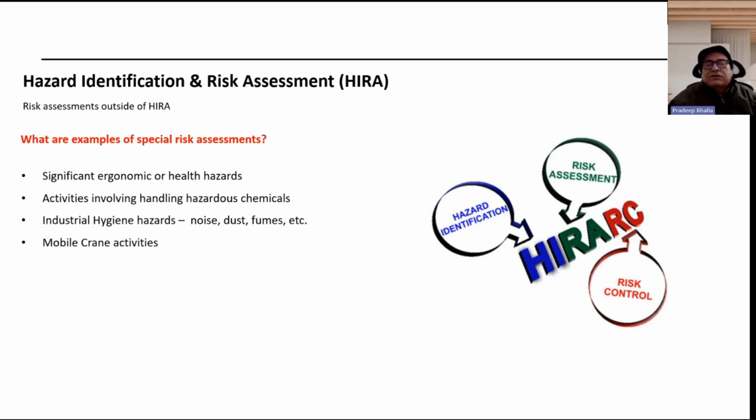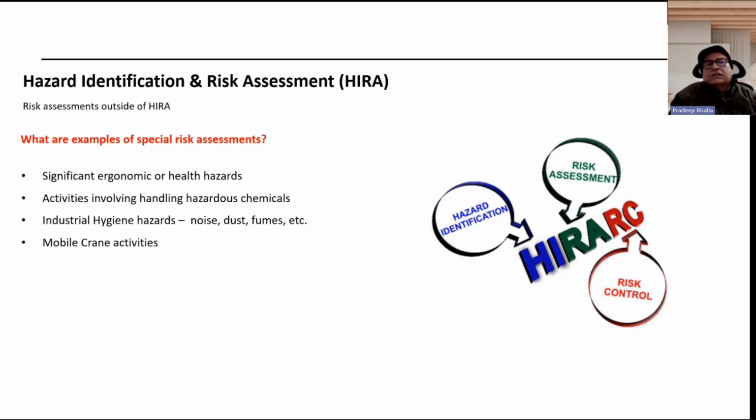Like when I'm sitting now in front of a laptop, how much is the distance from this? What is the height of my chair? What is the height of the table? How is the position of my arm? Excellent answer, Satish. So thanks a lot. So see, in ergonomics, there are some special risk assessments, health hazards also, and activities with hazardous chemicals.